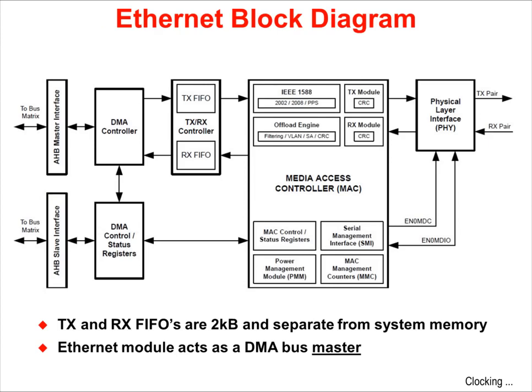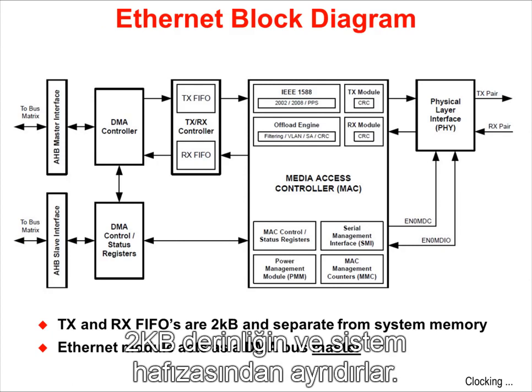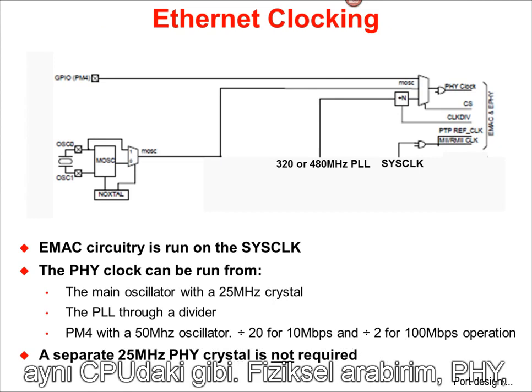Note the separate DMA controller and the transmit and receive FIFOs. These FIFOs are 2 kilobytes deep and are separate from the system memory. The Ethernet module circuitry is run on the system clock, the same one as the CPU.